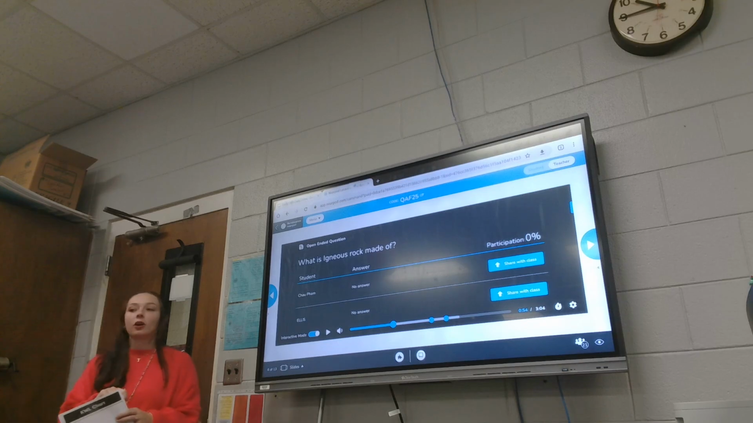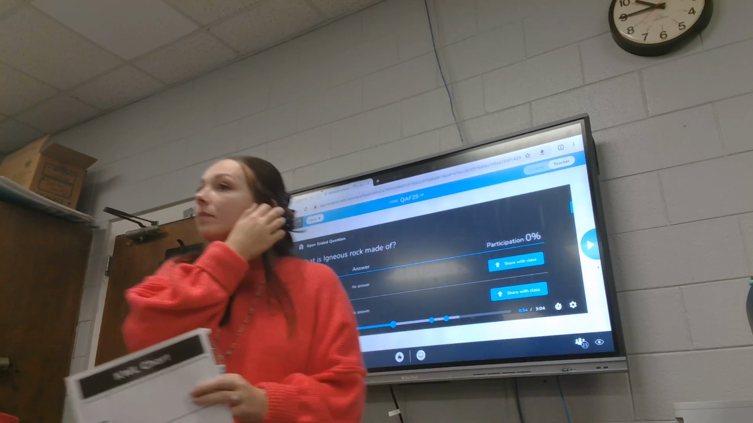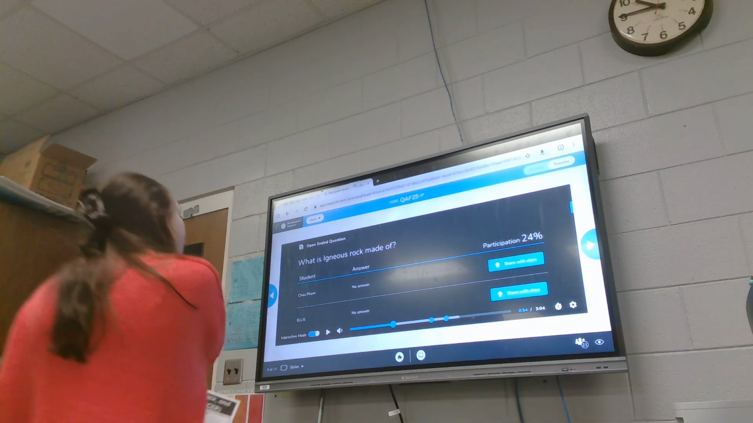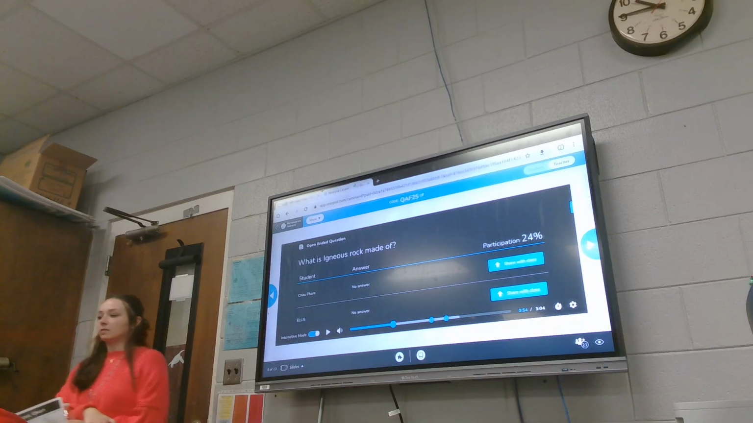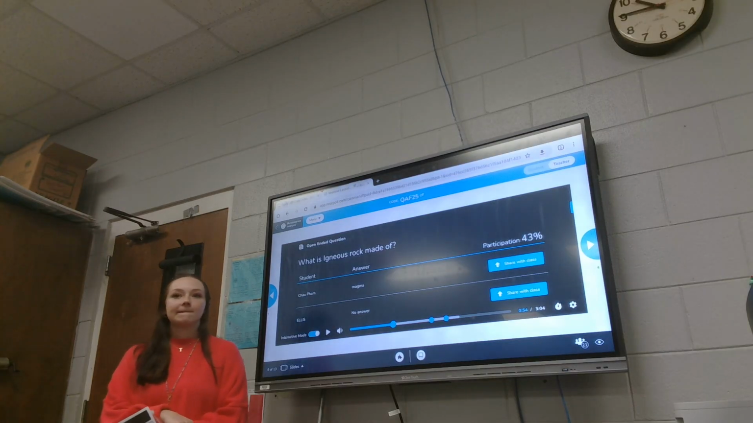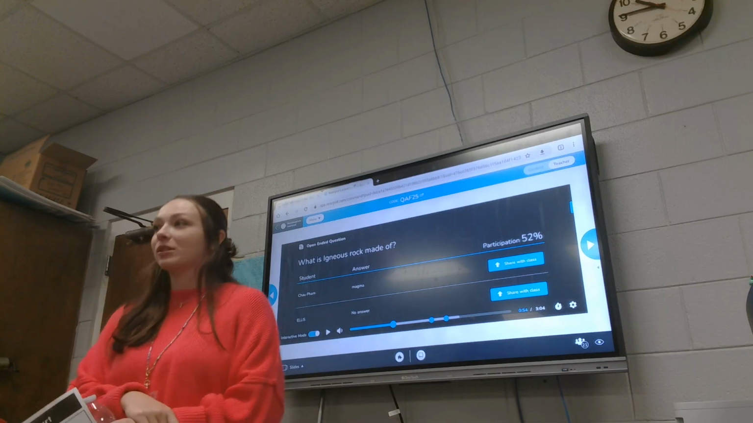Right, so what is igneous rock made of? Just type it on your computer. Type it out, and we'll talk about it when everybody gives me a thumbs up to show that we're ready to move on. We'll start talking about it once it gets to 60%. These don't have to be paragraphs or anything. You can just put like a simple sentence.